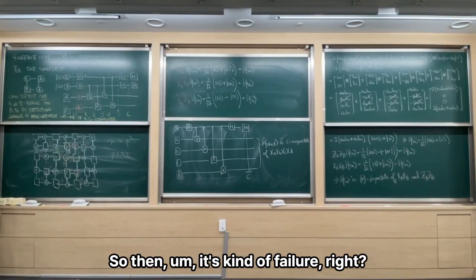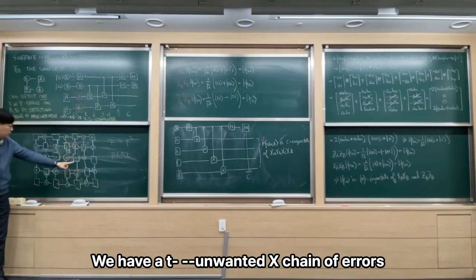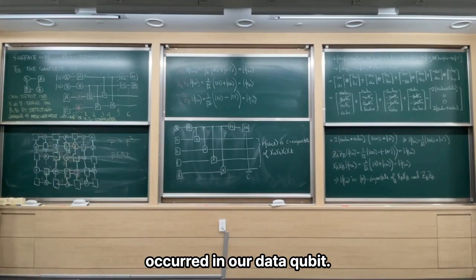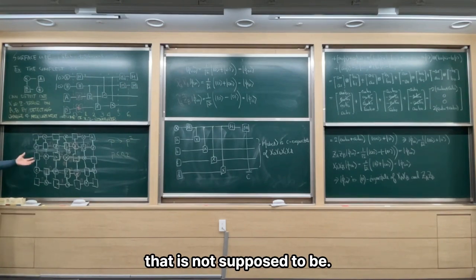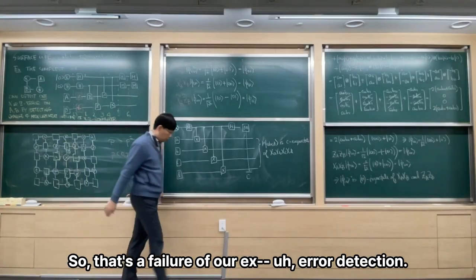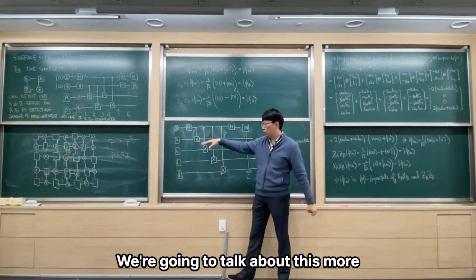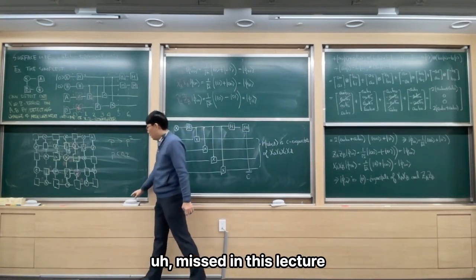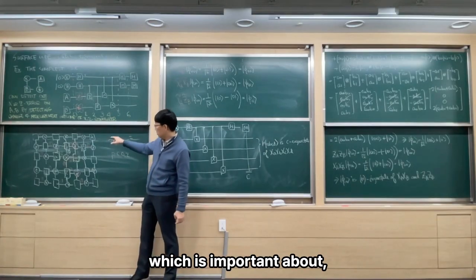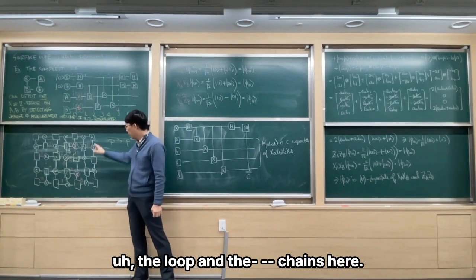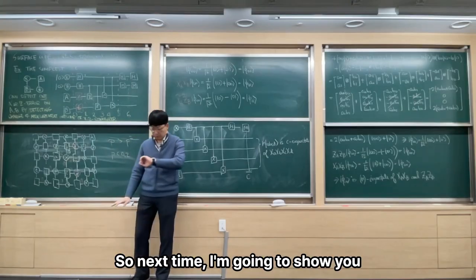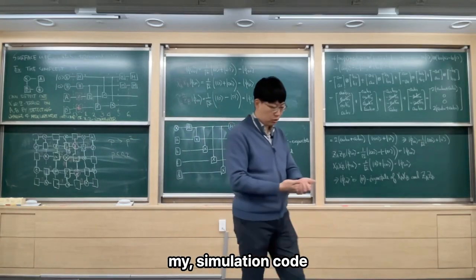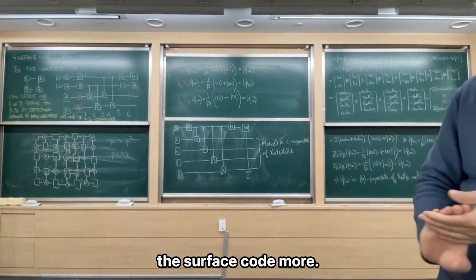So then it's kind of a failure, right? We have an unwanted chain of X errors in our data qubits. Instead of correcting it, we changed our data qubits into some different state that is not supposed to be. So that's a failure of our X error detection. We're going to talk about this more, because there is something I missed in this lecture, which is important, about the loops and the chains here. Next time I'm going to show you my simulation code, and then I'm going to visualize the surface code more.